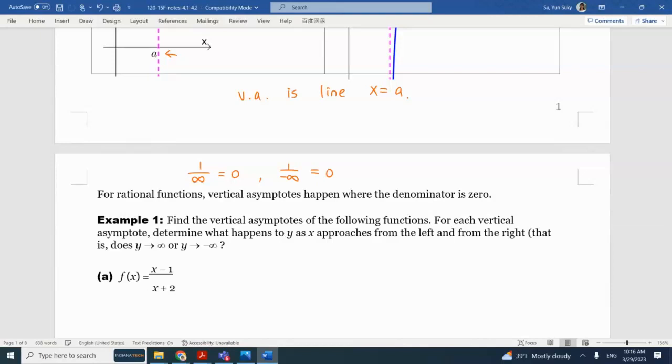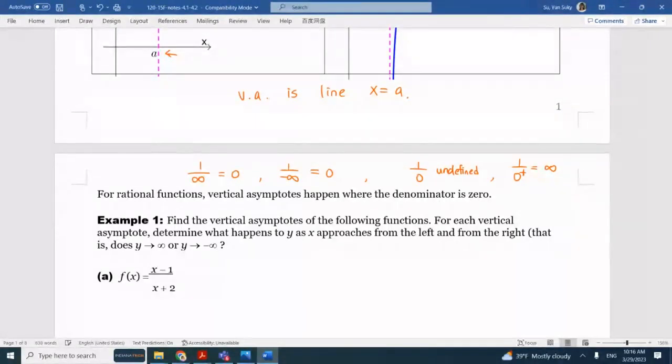1 over negative 1,000 is negative 0.001. And this number is close to 0. So 1 over some number getting close to infinity, this will go to 0. And 1 over 0 is undefined. Yeah, we know that 1 over 0 is undefined, but 1 over 0 plus is going to be infinity.